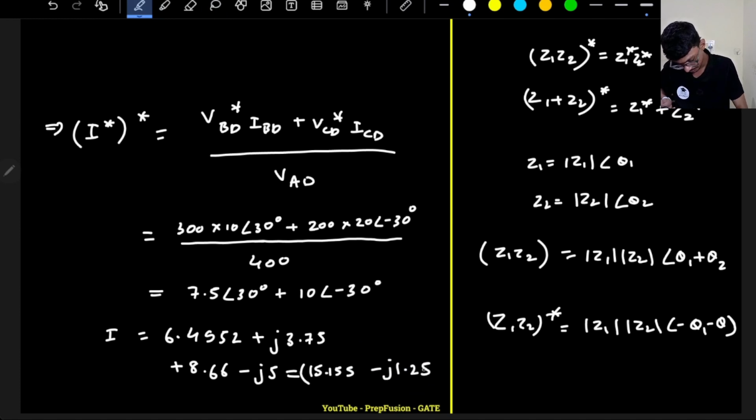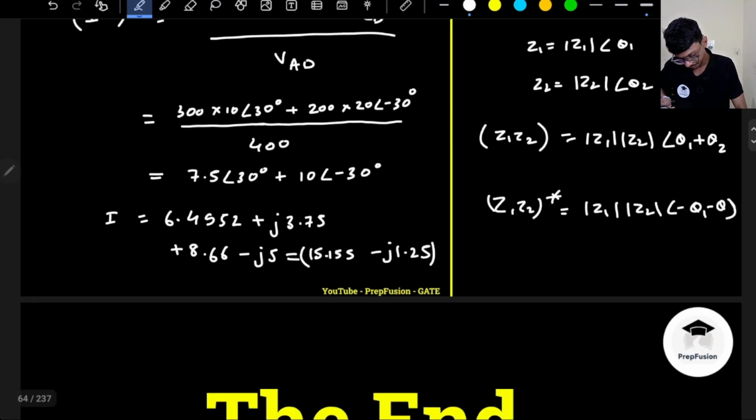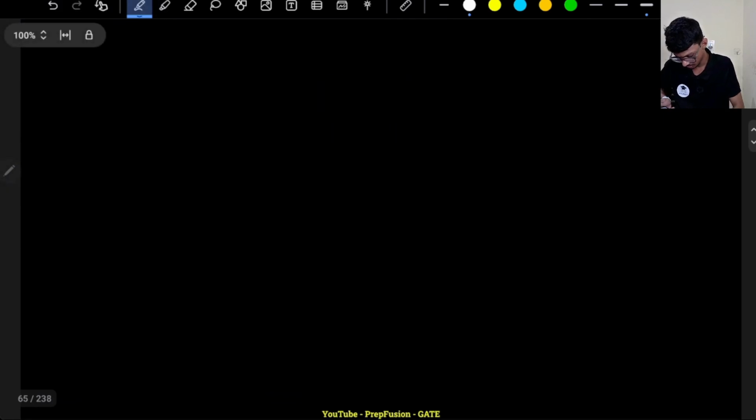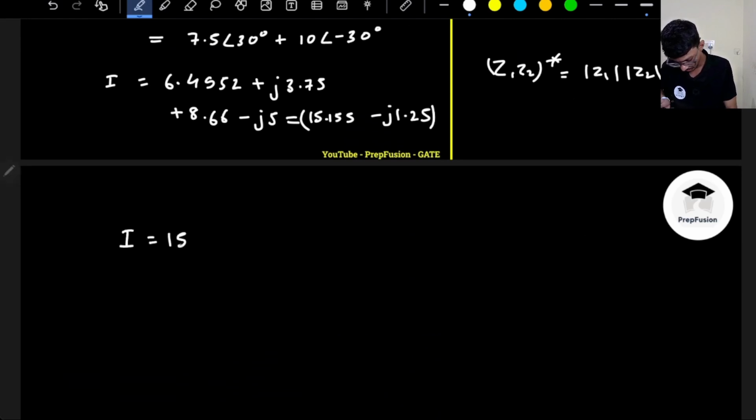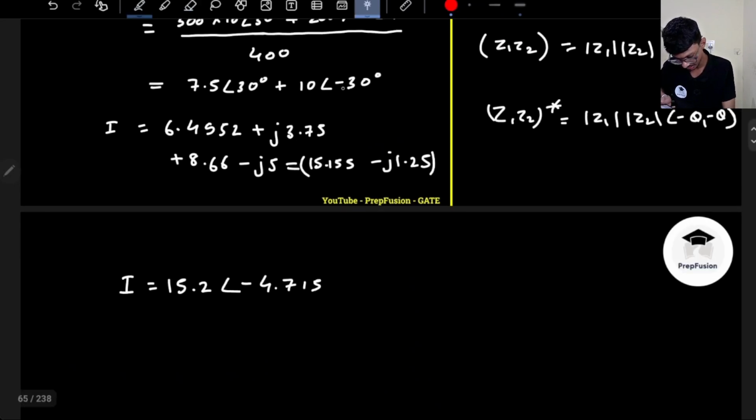Amperes. Now I can write this in exponential format. So this will be the whole squared plus 1.25 whole squared, all under root. So my I current will be 15.2 angle negative tan inverse of 1.25 divided by 15.155. It's almost a real value only, I mean in phase only, about 7.15 degrees, because here I had plus 30 and minus 30. So yes, this will be the answer.